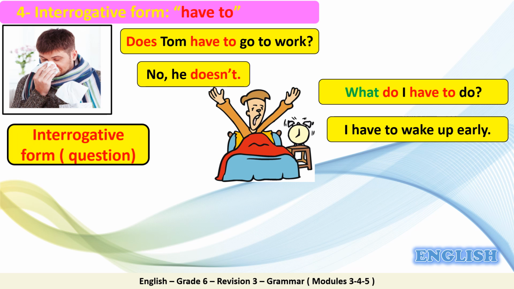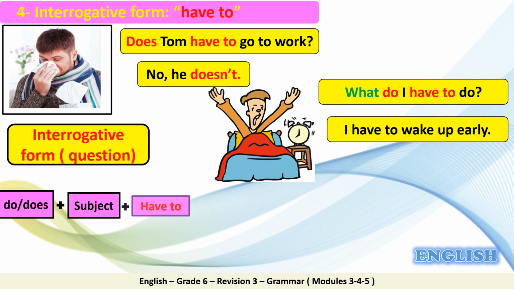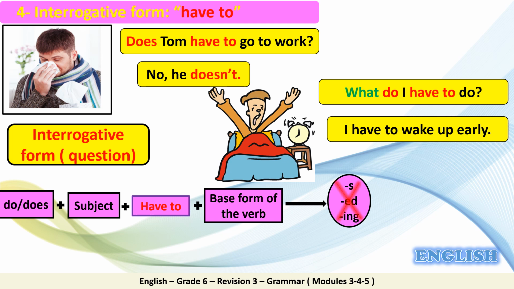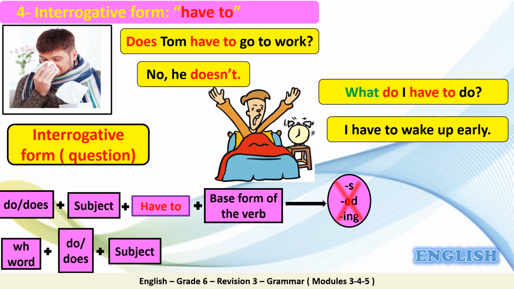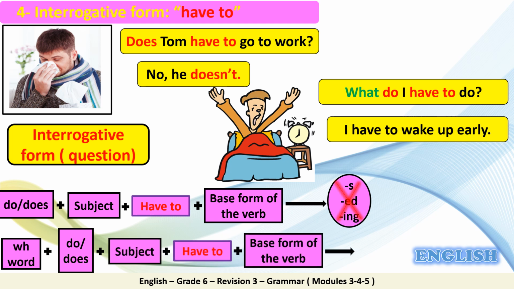So the rules: number one, yes/no questions. The question must start with do or does plus subject plus have to plus the base form of the verb, and of course without any suffix. For a WH question, the sentence should start with the WH word, then do or does, then the subject, after that have to, and the base form of the verb without any suffix.